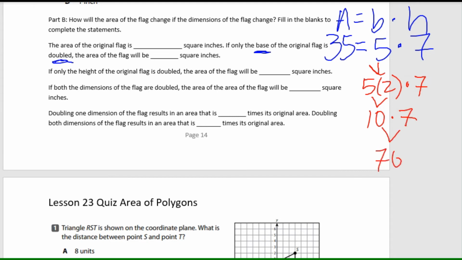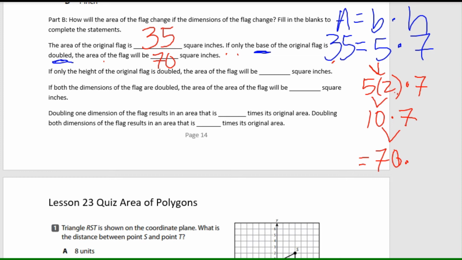So the area of the original flag is what? 35. Right? Base times height. It's right here, 35. If only the base of the original flag is doubled, the area of the flag will be what? 70. So that's the answer right there. We doubled the base and we got the area, if the base is only doubled. Now we can move on to the next part.